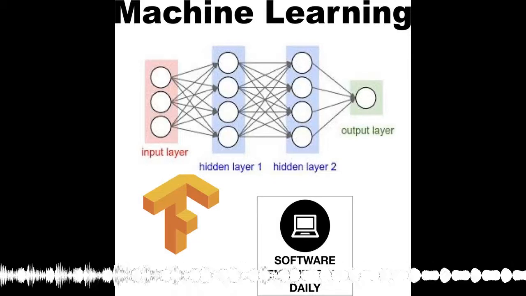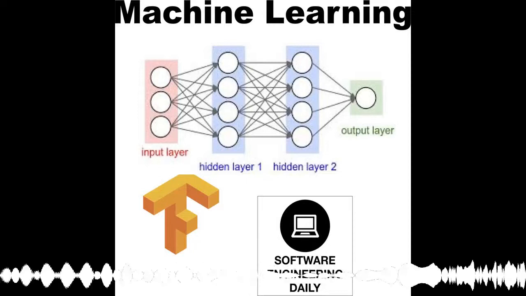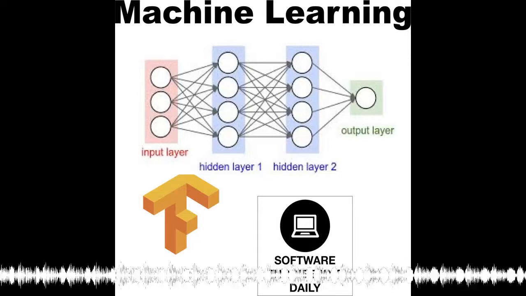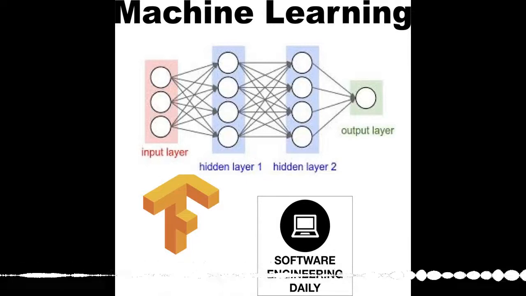Help me understand why people choose different machine learning frameworks. And maybe this sounds like a naive question. You're using Torch.